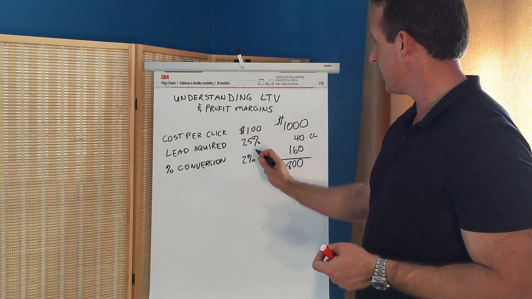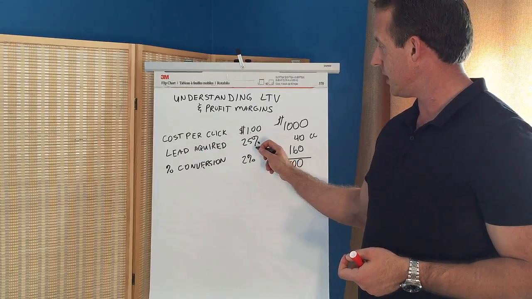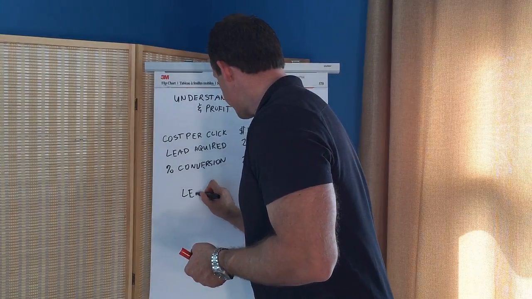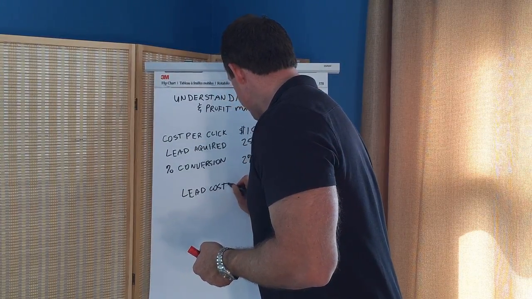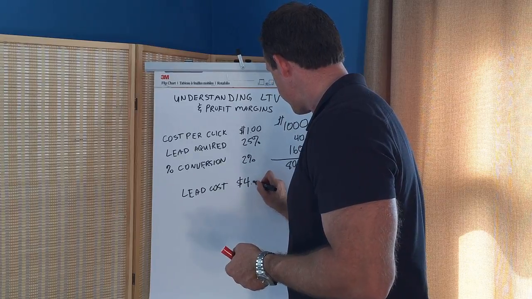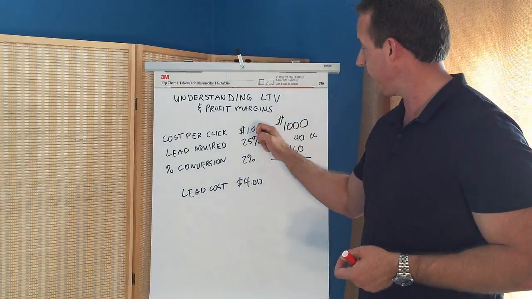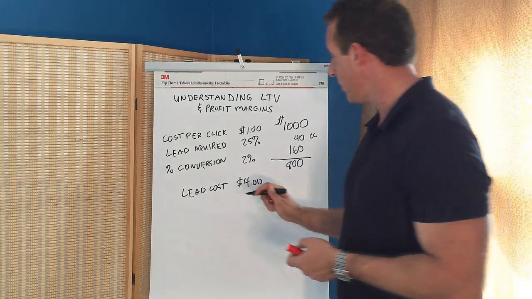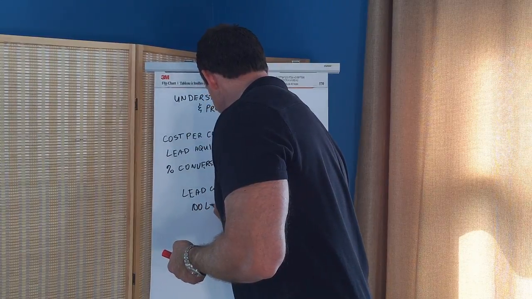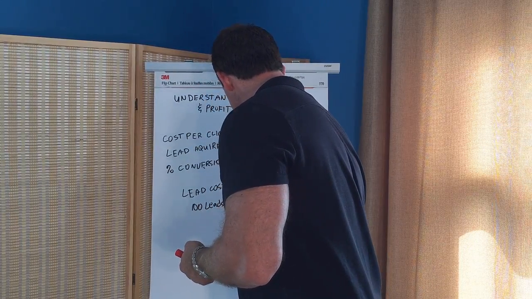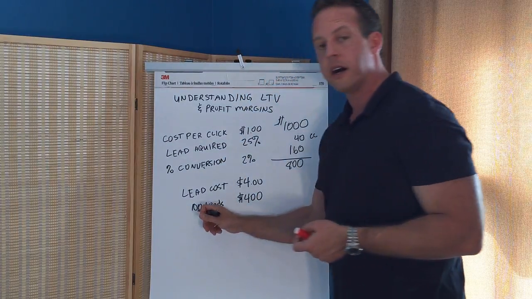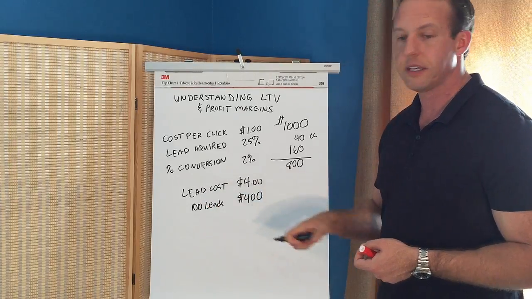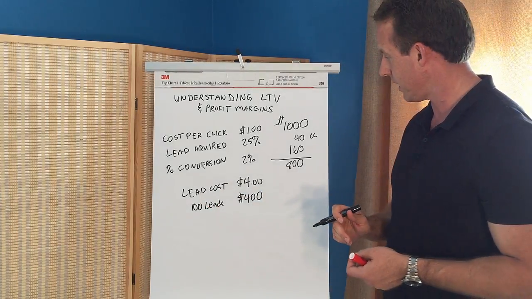Okay, so based on this, since of our clicks only 25% of them become leads, our lead cost is actually $4, because it takes 4 clicks on average to get 1 lead with 25%, so it's $4, okay? So if we want 100 leads, it will actually cost us $400. Instead of 1 lead costing $4, 100 leads is going to cost us $400, okay?